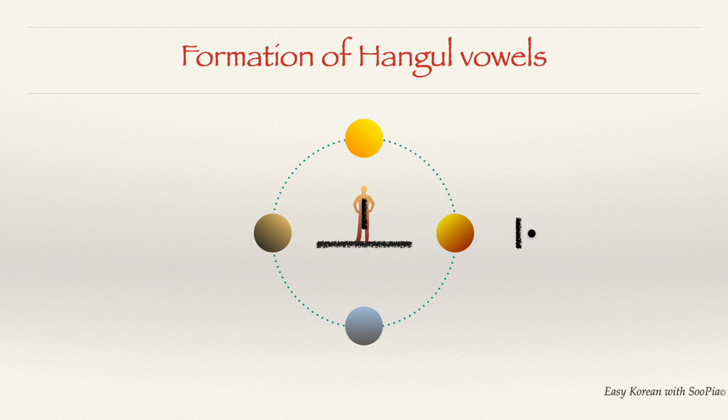A vertical line combined with a dot on the right makes the A sound. A vertical line combined with a dot on the left makes the EO sound. A horizontal line with a dot on the top makes the O sound. A horizontal line with a dot at the bottom makes the U sound.